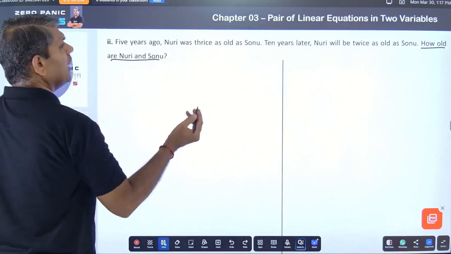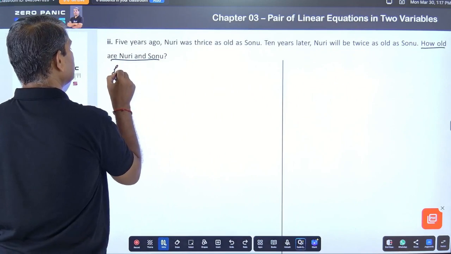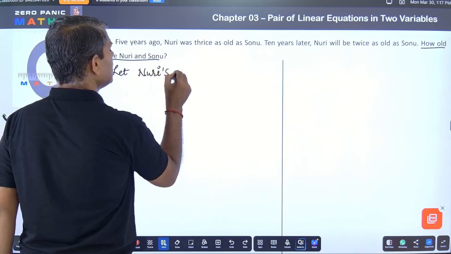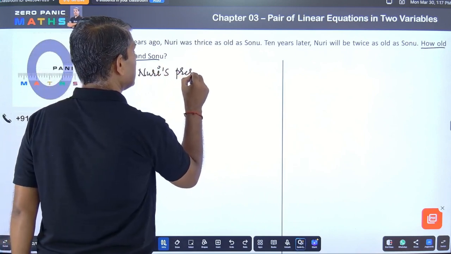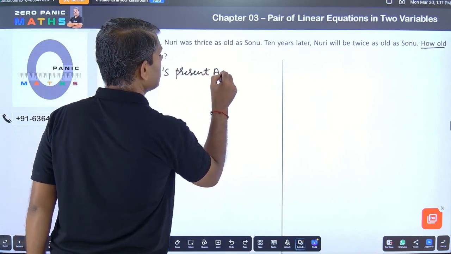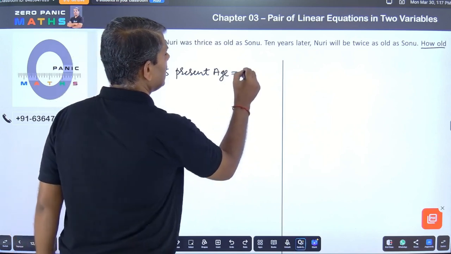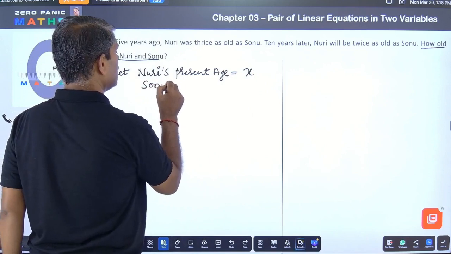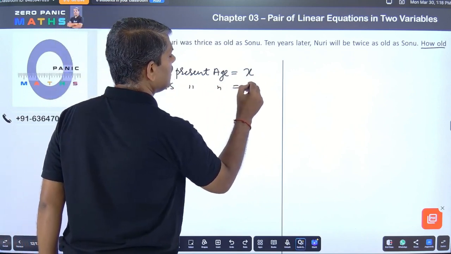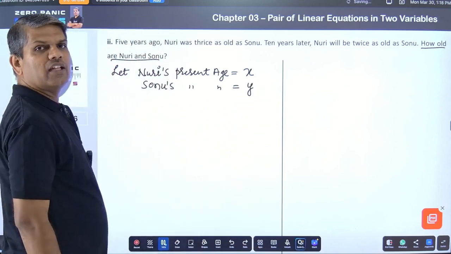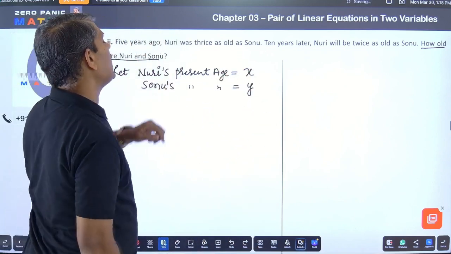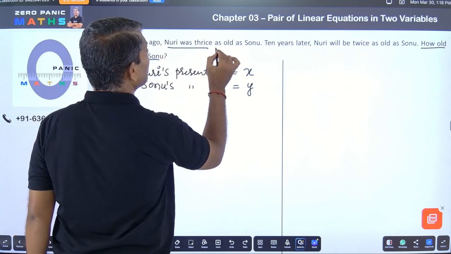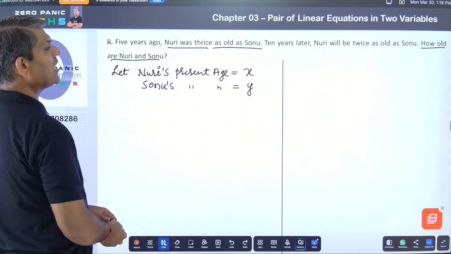Now let us write, let Noori's current age, Noori's present age, be x, and Sonu's present age be y. Okay, so since we are considering x and y as the present ages of Noori and Sonu, let us apply this. Noori was thrice as old as Sonu.